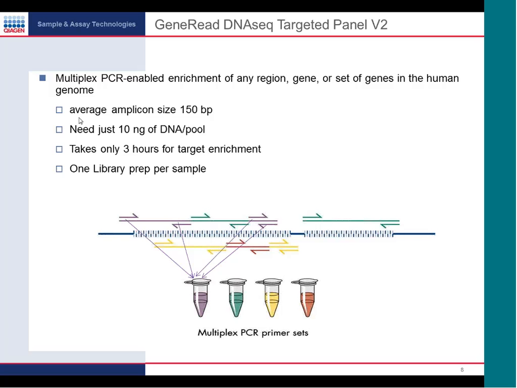The input DNA requirement is only 10 nanogram per DNA pool, so you can save your precious sample. It takes only 3 hours to do a target enrichment, thereby enabling you to go from sample to insight within 4 days. To give you the best specification, the primers we have designed for each gene are segregated into 4 different tubes. Although you start with 4 different tubes, you need only 1 library preparation per sample, which simplifies your workflow.